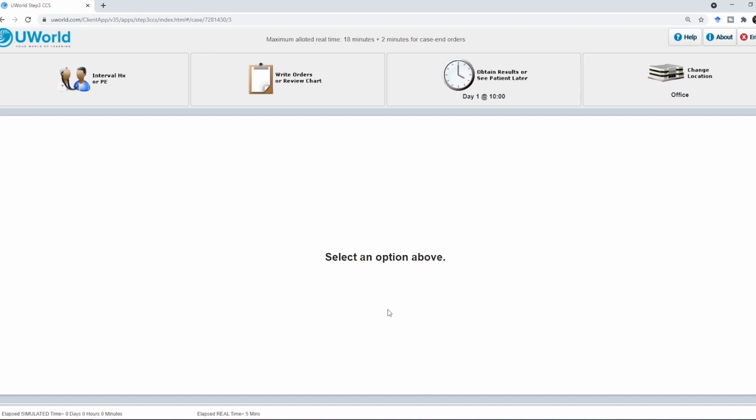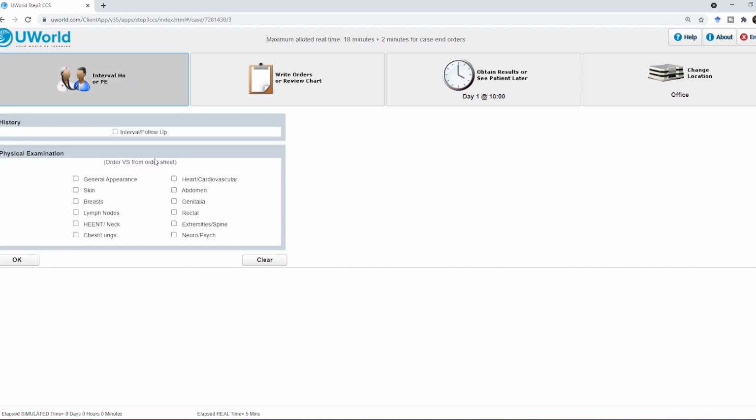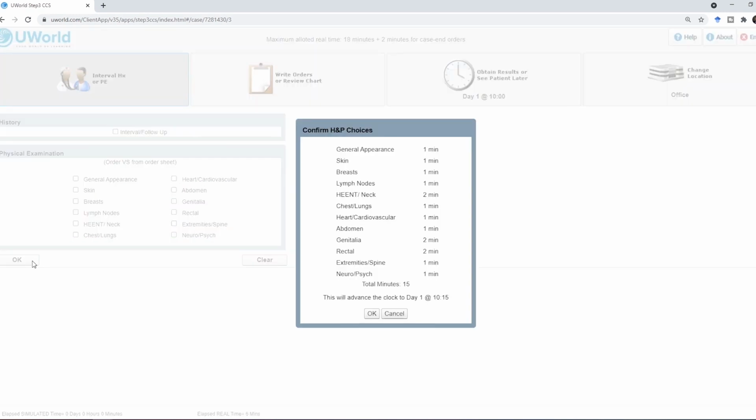So therefore we move on to our physical exam, and we have to decide whether we need a full physical exam or a focused physical exam. Since the patient is not in pain or distress, we can go ahead and order a full physical exam. So you just click all these boxes here and click OK. This will give you the amount of time that this examination will take. You'll notice that it takes 15 minutes.